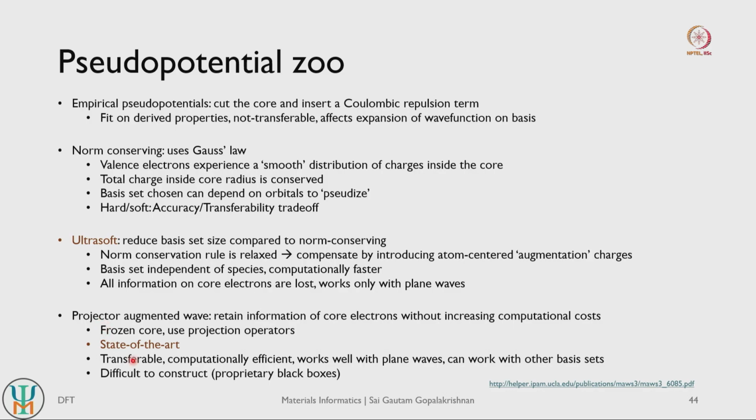However, the state of the art in terms of pseudopotential construction is actually these projector augmented wave potentials. They retain all the information of the core electrons, but do not increase computational cost significantly. They use what are referred to as projection operations to obtain information from the core electrons, and these are transferable, fairly efficient, and work well with plane waves. The only problem with projector augmented wave potentials is that they are difficult to construct, and hence there are very few developers out there who have constructed reliable ones. But for our hands-on exercise we will use ultra soft potentials.